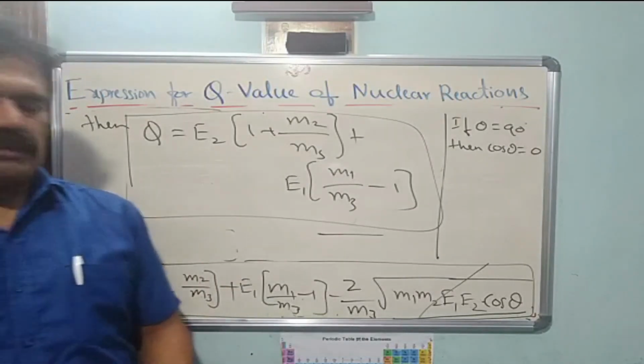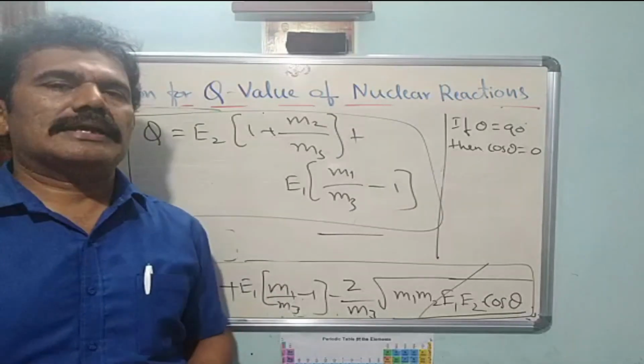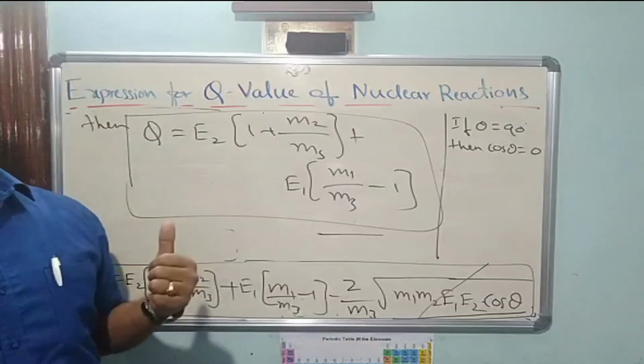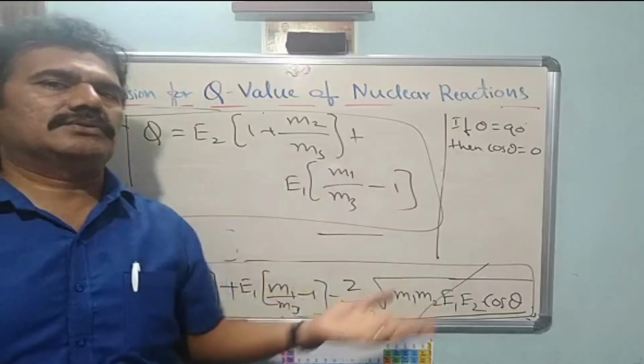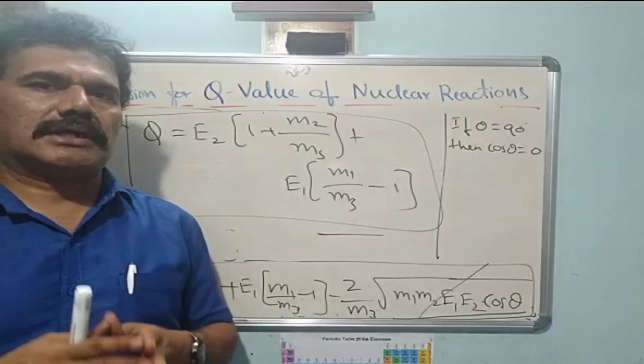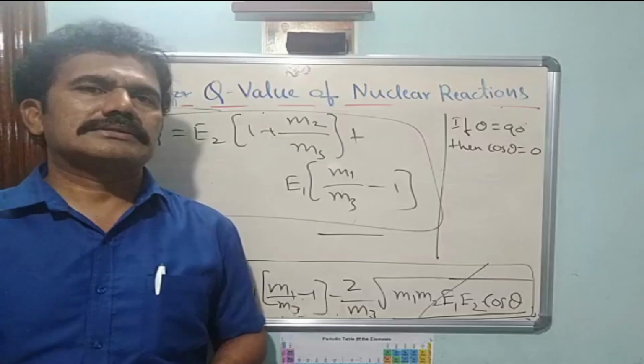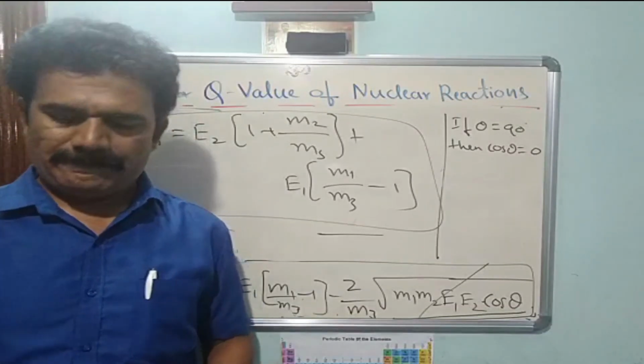In the next video we'll discuss how you can classify nuclear reactions based on the value of Q. Sometimes we get the value of Q as positive, sometimes negative. Based on that we have endoergic and exoergic nuclear reactions. That part we'll discuss in the next class, okay.